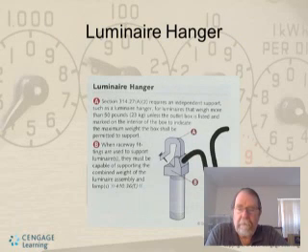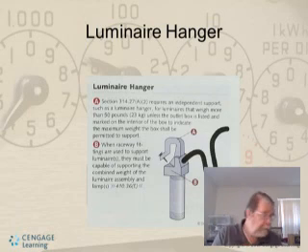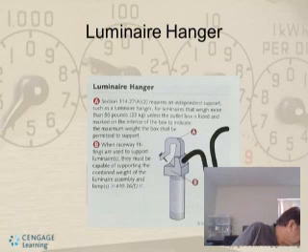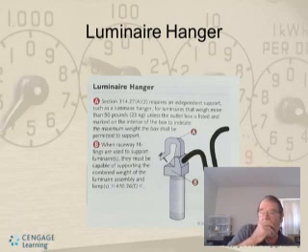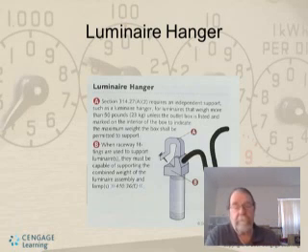Luminaire hanger, there's one there. Section 314.27(A)(2) requires an independent support, such as a luminaire hanger, that takes all the strain away from the cable. So whatever you're hanging must be hung, and not the weight of the luminaire being supported by the cable.